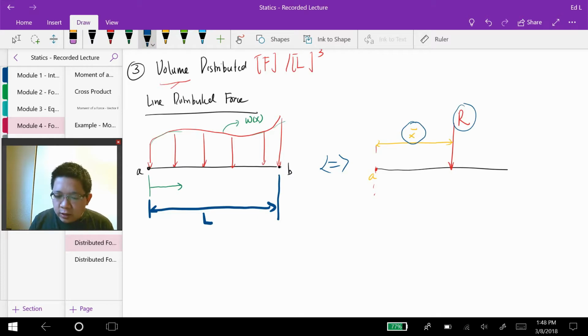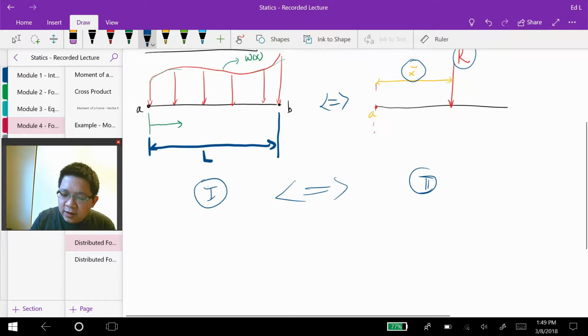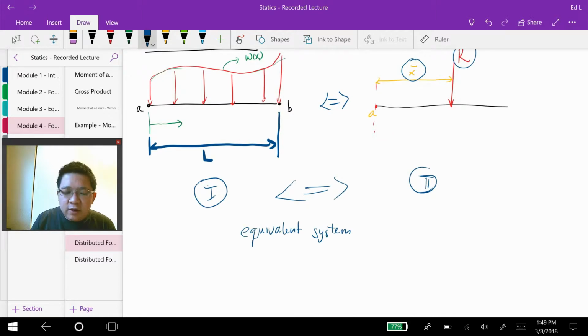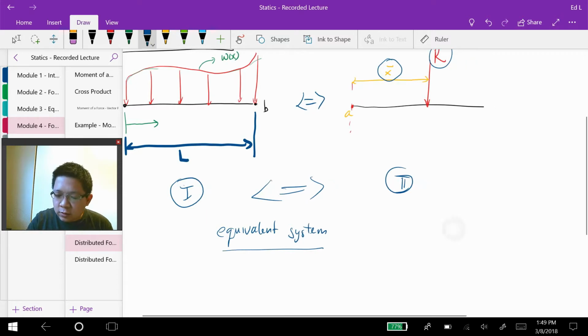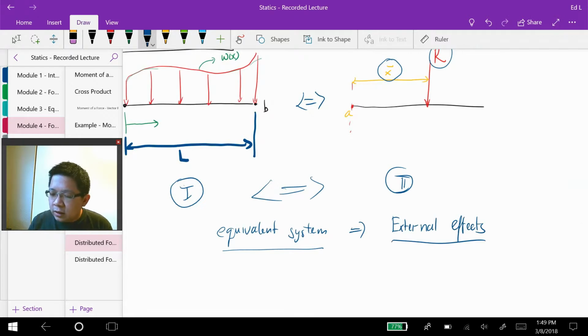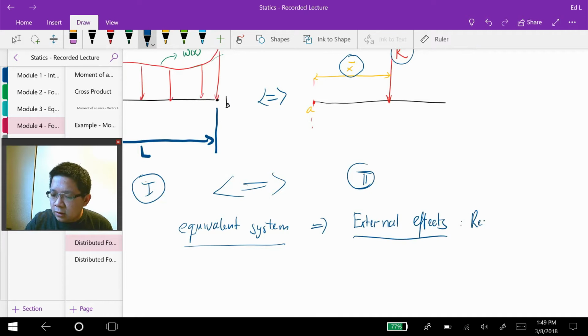We can say that these two systems, system 1 and system 2, are basically equivalent systems. And we have learned from previous lectures in module 4 that when we have equivalent systems, no matter which system we choose, when we calculate the external effect, it will give us the same result. What I mean by external effects here, as I mentioned earlier, is the reaction forces that we will discuss in depth in module 5.